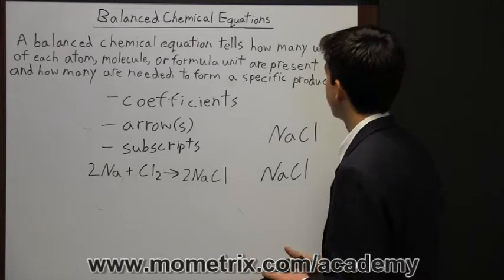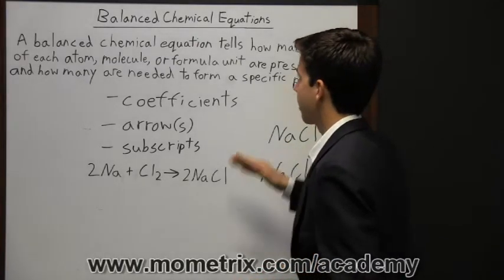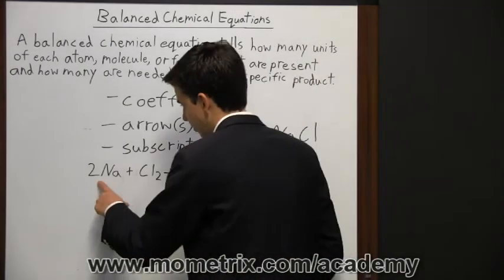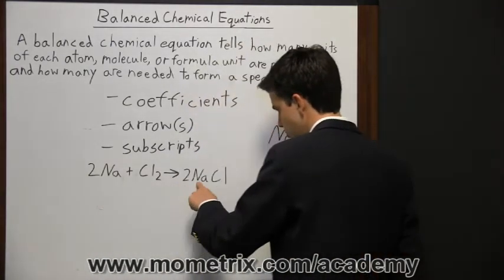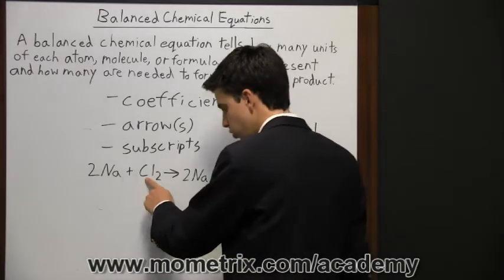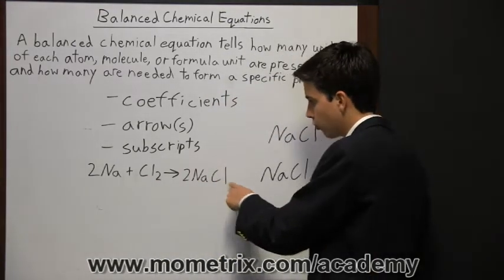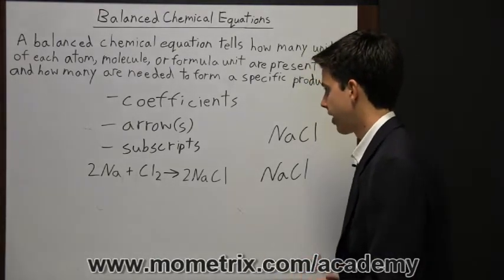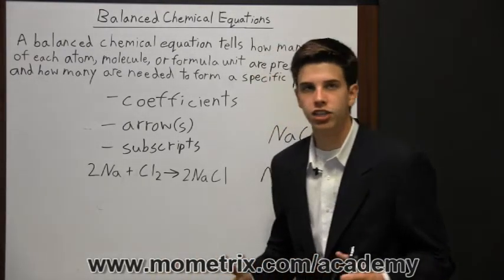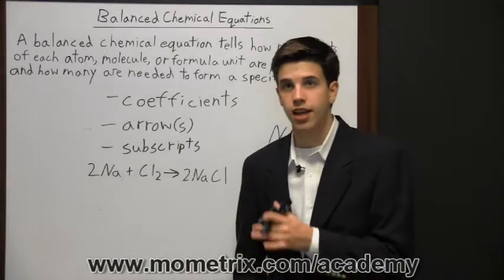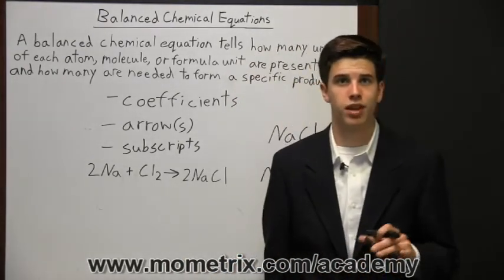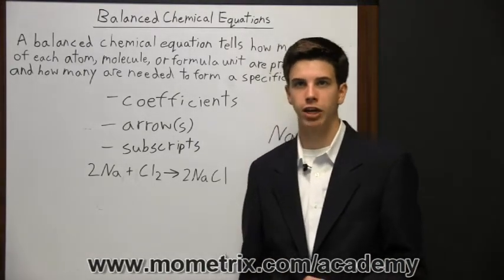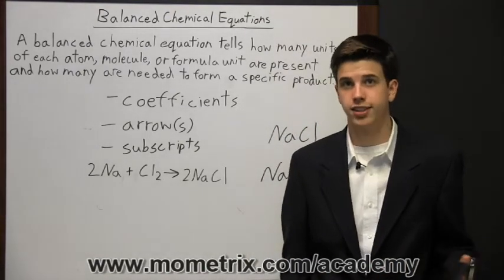And a balanced chemical equation does tell how many units of each atom, molecule, or formula unit are present. And we can look right here and see that we have 2 sodium atoms over here and 2 sodium atoms over here. We have 2 chlorine atoms over here, and we have 2 chlorine atoms over here. And so this is a balanced chemical equation because we have equal numbers of each atom on each side of the equation. So if there are equal numbers of each type of atom on the left and right sides of the reaction arrow, then it is a balanced equation.